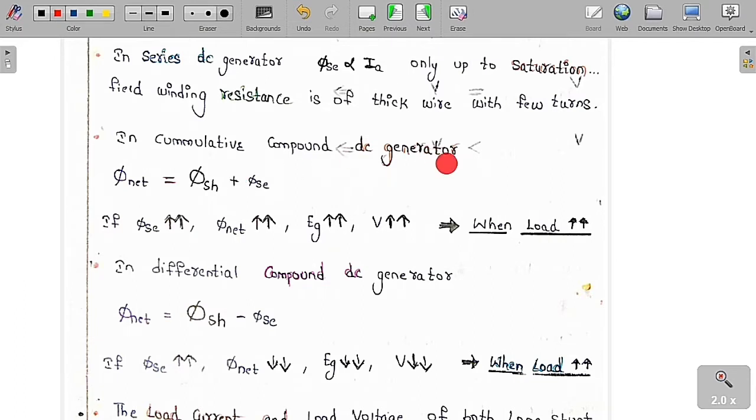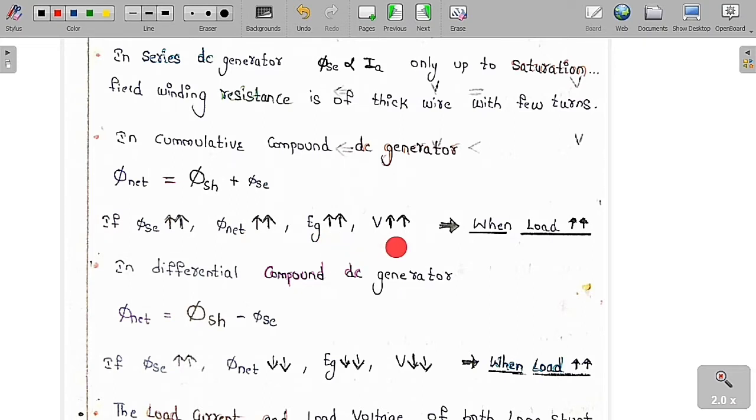Cumulative compound DC generator means the net flux is equal to the shunt flux plus the series flux. Cumulative means it is an addition of the shunt flux and the series flux. If the load increases, then ISC increases, then the series flux increases, then the net flux increases, then the net EG increases.